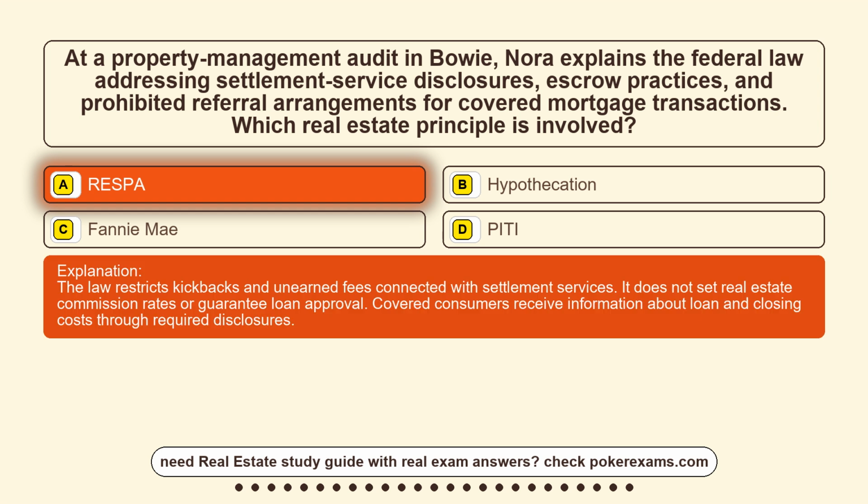The law restricts kickbacks and unearned fees connected with settlement services. It does not set real estate commission rates or guarantee loan approval. Covered consumers receive information about loan and closing costs through required disclosures.